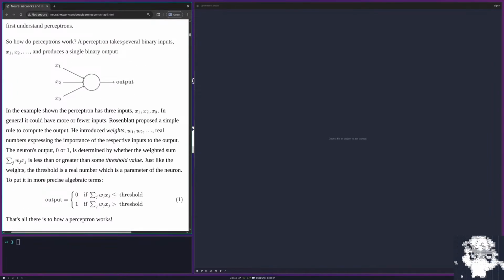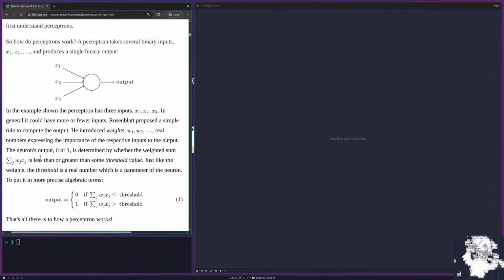A perceptron takes several binary inputs, x1, x2, etc., and produces a single binary output. In the example shown, the perceptron has three inputs, x1, x2, x3. In general, it could have more or fewer inputs. Rosenblatt proposed a simple rule to compute the output. He introduced weights, w1, w2, etc., real numbers expressing the importance of the respective inputs to the output.